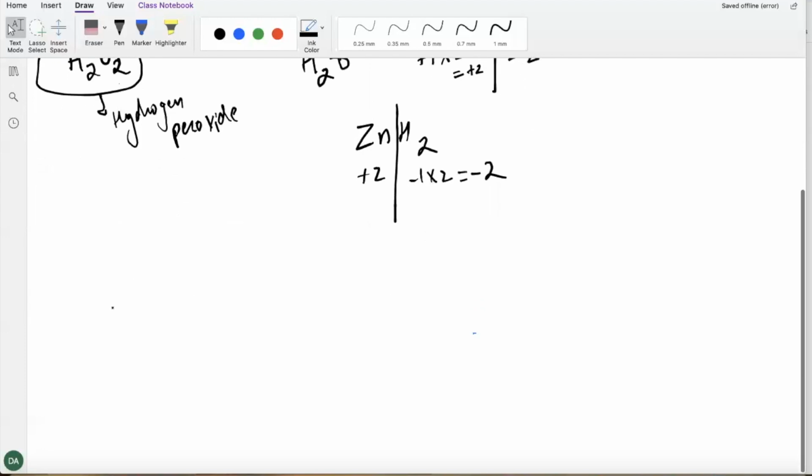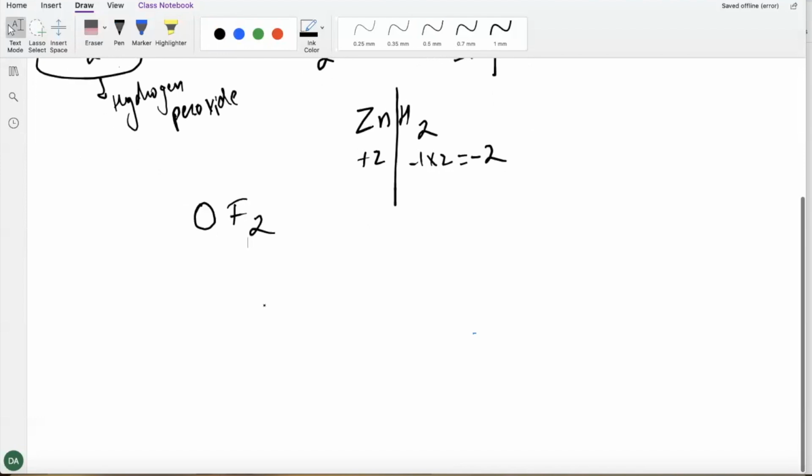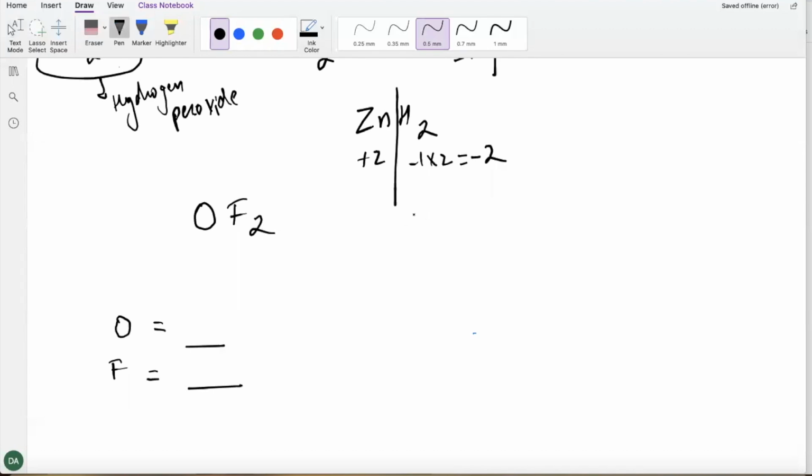Okay. Now let me give you one more example, guys, and tell me what's weird here. So OF2, again, give me the answer for oxygen and give me the answer for fluorine. So first of all, tell me, where should we start? O or F? The right-hand side? F? Right-hand side, that's true.